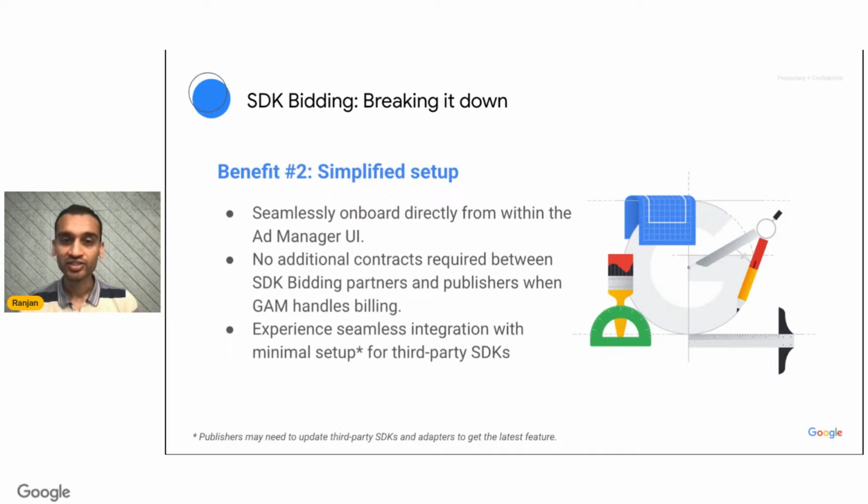Another important feature of SDK bidding is the ease of setup it provides. Juliana will talk more about the implementation process in a few minutes, but I would just like to highlight that the available SDK bidders can be onboarded directly from within the Ad Manager UI. You don't need to enter into any offline contracts with them or handle billing outside of the GAM interface, thus vastly simplifying the process for you.